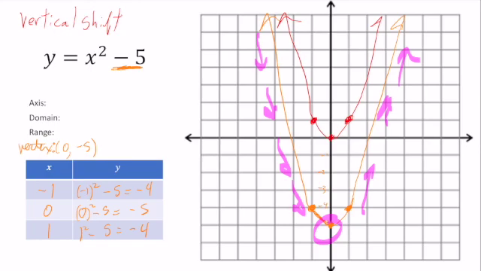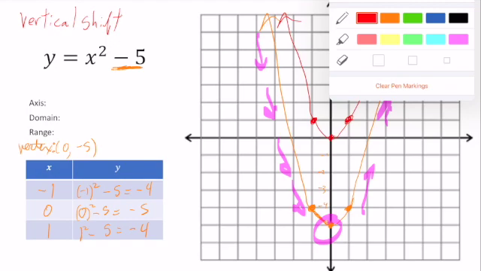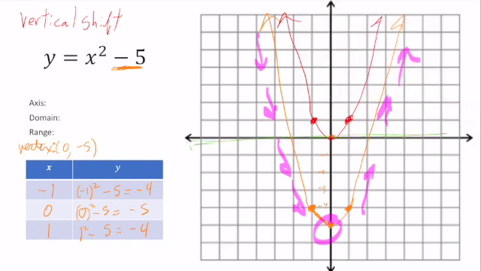My domain remains unchanged, right? My domain of all possible x values still goes from negative infinity to positive infinity. My range, which is all of my possible y values, now starts at negative 5 and then goes all the way to positive infinity.